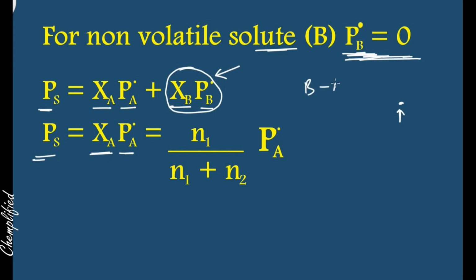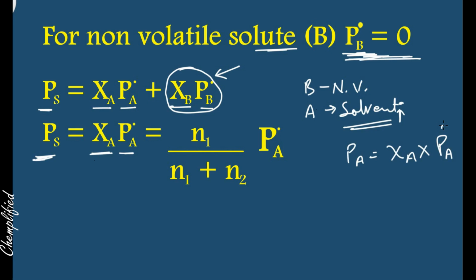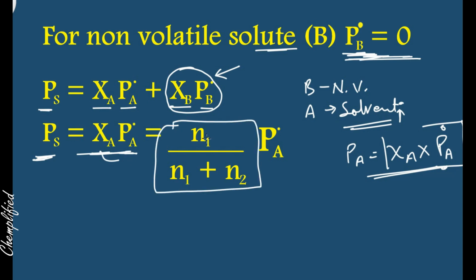Now B is non-volatile, A is our solvent. So total pressure is equal to the partial pressure of A. Why? Because the partial pressure of A is equal to mole fraction of A multiplied with vapor pressure of the pure component. This is your partial pressure. Now Xi A and P naught A are already written here. Xi A can also be represented with the mole fraction formula: in place of 1 you can write nA over nA plus nB.